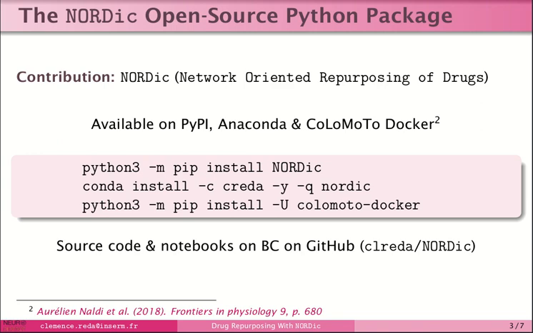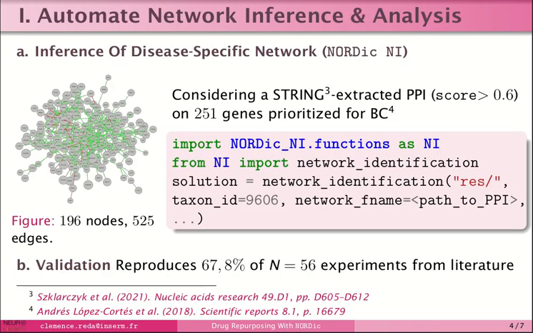So first, let us consider the automation of network inference. Through the module NORDic network identification, function network identification can identify a Boolean network from the set of protein-protein interaction built from a set of genes. In the application to breast cancer, our network successfully predicted reported phenotypes from unseen gene perturbation experiments 67.8% of the time.